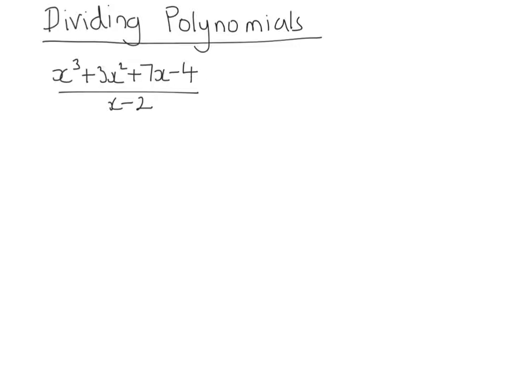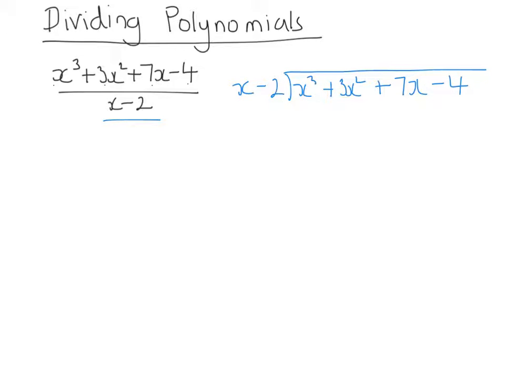So say we have this problem here: x cubed plus 3x squared plus 7x minus 4, divided by x minus 2. Let's rewrite it using the traditional divide format that you guys have used in previous years, like in year 7 and 8. Now what we can do is ask, how many times does x minus 2 go into all this polynomial?